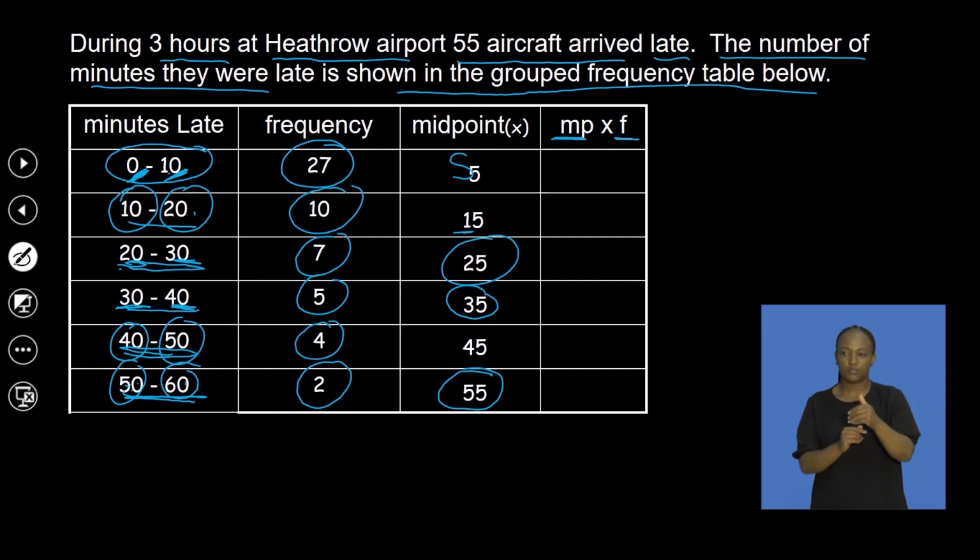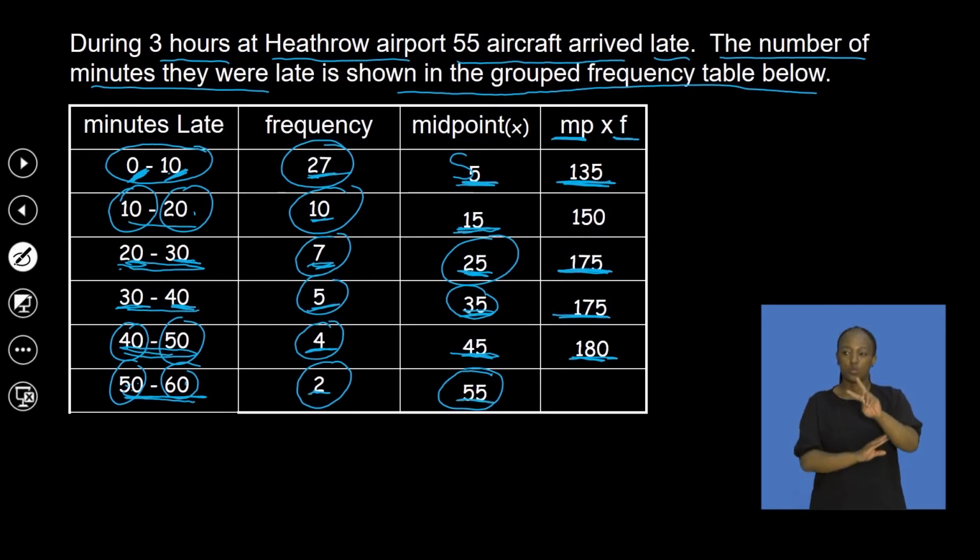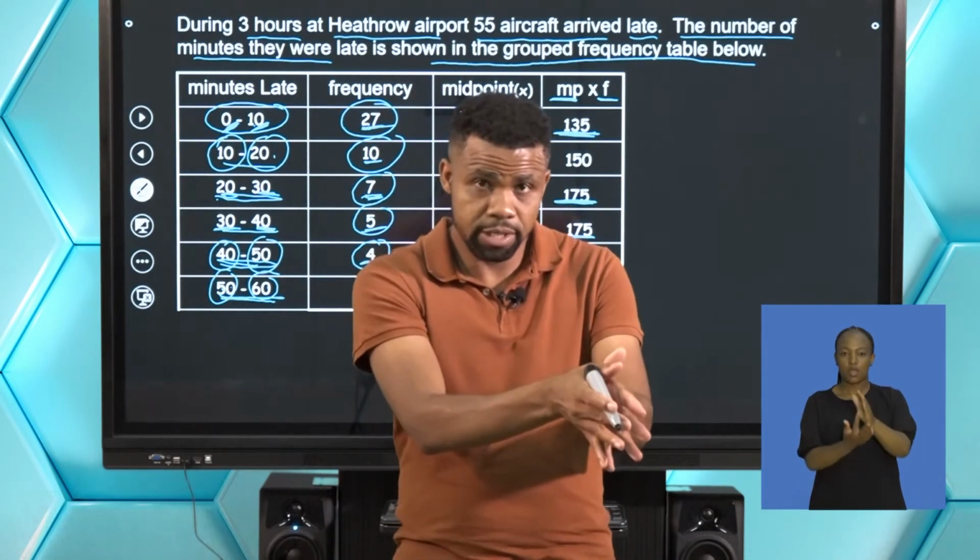So what do we do? 5 times 2. 27 times 5, we get 135. That's the midpoint times frequency. 10 times 15, we get 150. 7 times 25, which we get 175. Then 5 times 35, we get 175. And 4 times 45, we get 180. And 5 times 2 is 110. Now we have midpoint multiplied by frequency.